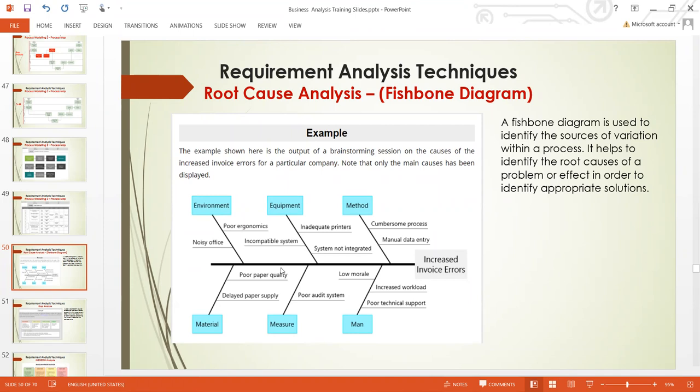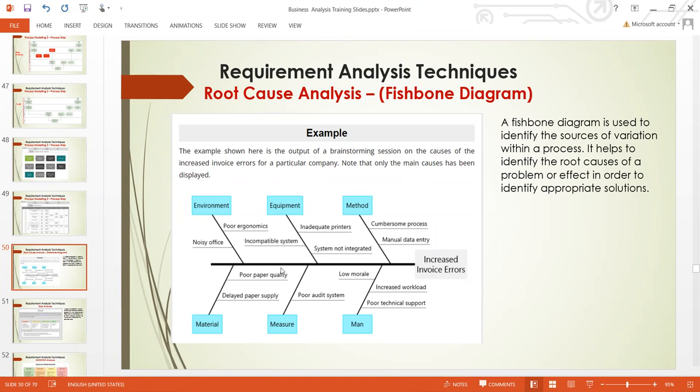And then we look at man. Man is the workers. What is their own problem? There is low morale. They don't pay them. They're always owing them. At the end of the month, after working, you find out they don't pay you. So when they are working, they don't have good morale to work. Another thing is increased workload. They don't pay them, and the workload is heavy. And again, there is poor technical support.